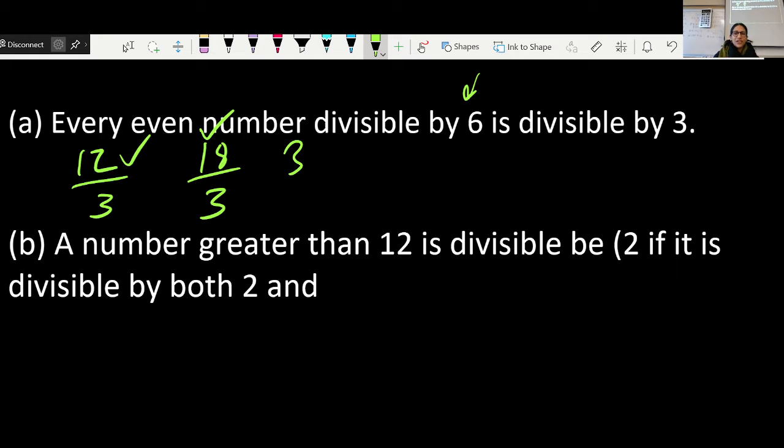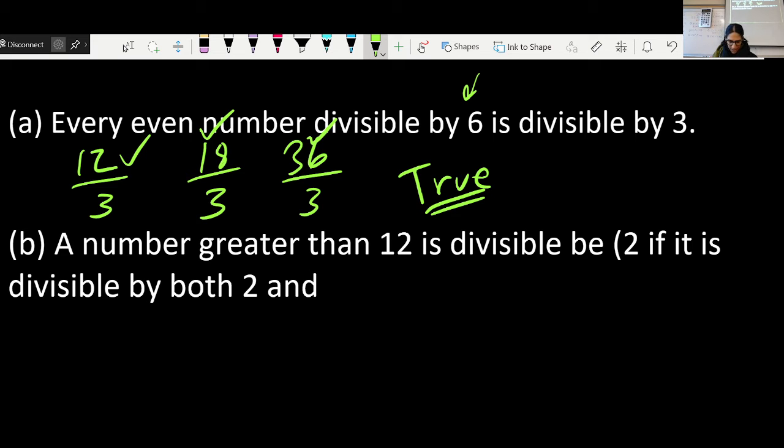Somebody just said 36. Does 36 divide by 3? Yeah, it works for that. So think for a second. Can you think of a single example where this isn't true? So you would say this is true. We would say this is true. Make sense?